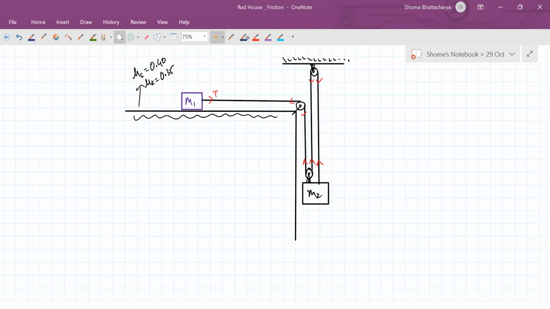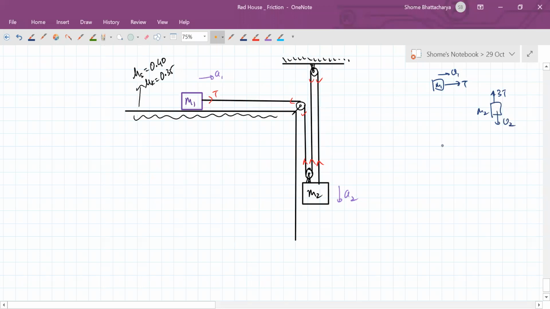Okay, I'll verify the answer, just give me a moment. So this is moving with A1 and this is moving with A2. At any point of time, M1 has an instantaneous velocity V1 with tension T acting on it, and M2 has an instantaneous velocity V2. So net power by tension, that is plus TV1 minus 3TV2, should be equal to 0. So V1 should be equal to 3V2, which means A1 should be equal to 3A2. So this is your constraint relation.